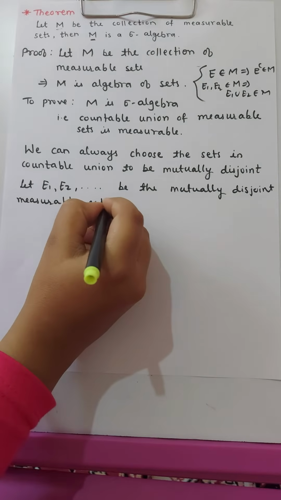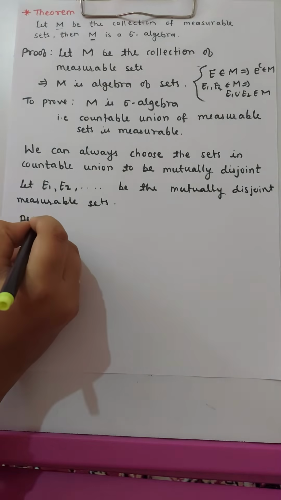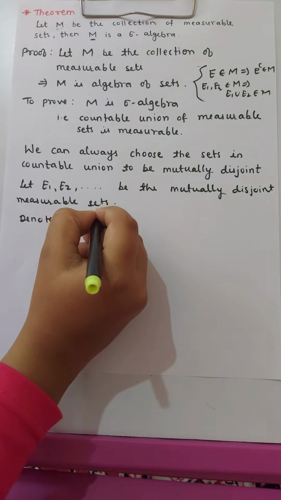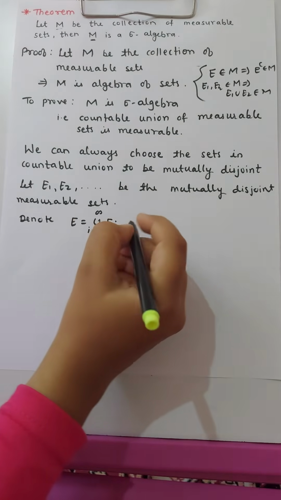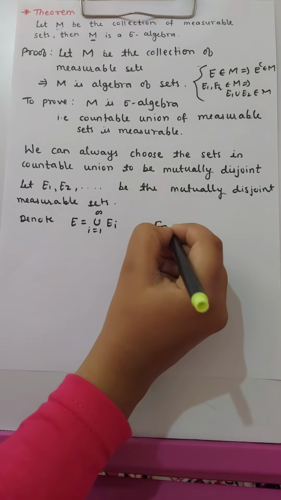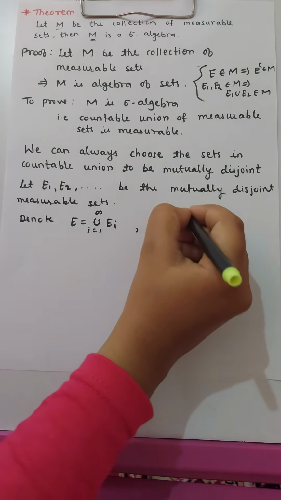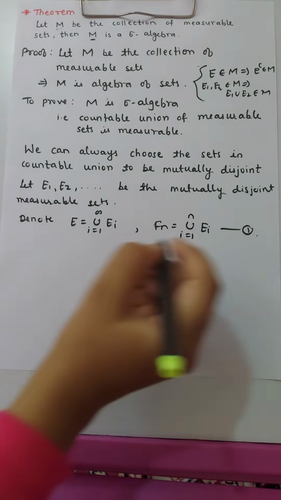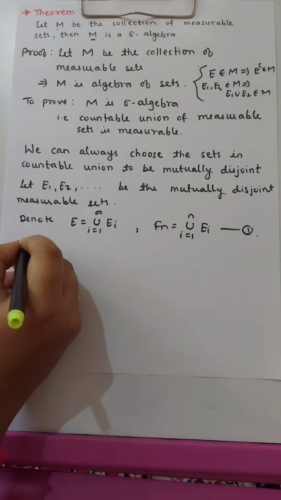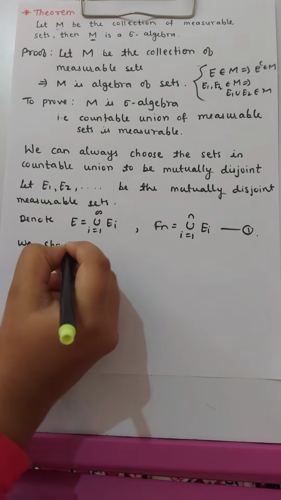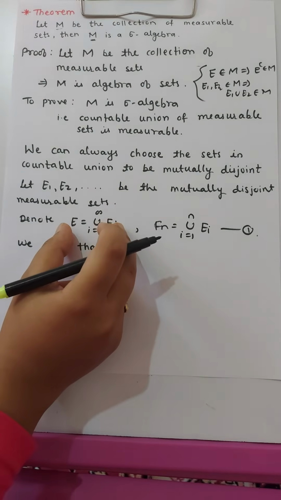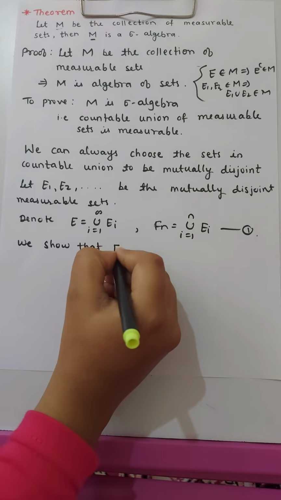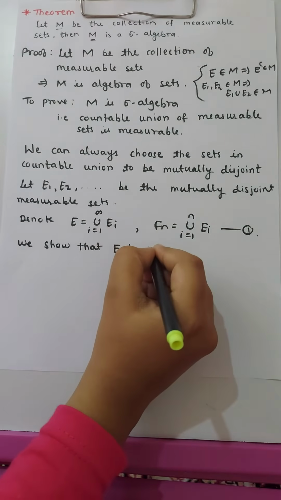We denote E equals the union of EI for I from 1 to infinity, and Fn equals the union of EI for I from 1 to n. Let this be number 1. Now we show that the set E, that is the union of all these disjoint sets, is measurable.